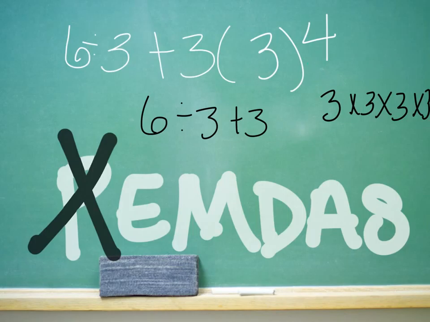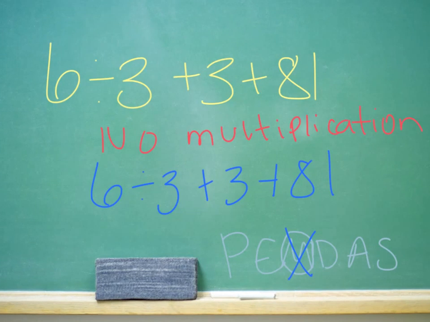So what does 3 times 3 times 3 times 3 equal? Well, 3 times 3 equals 9. 9 times 3 equals 27. And 27 times 3 equals 81. So we do plus 81. Alright, so now we have 6 divided by 3 plus 3 plus 81.